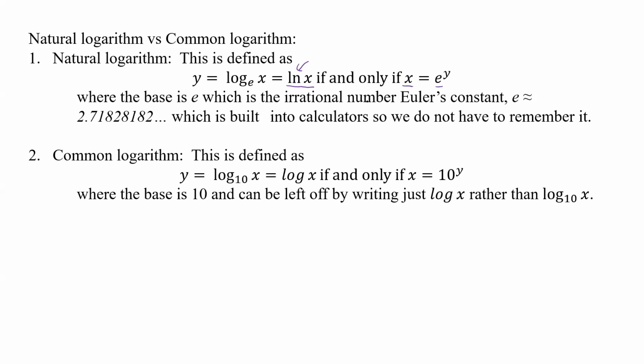And the base e is basically just your irrational number, which is Euler's constant, which is about 2.7182181, and so on. It's built into the calculator, so we really don't have to remember what all that is, but that's what Euler's constant is equal to.